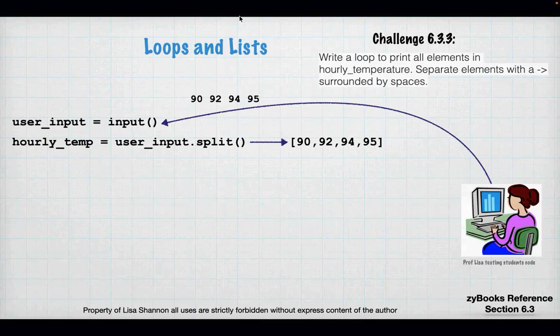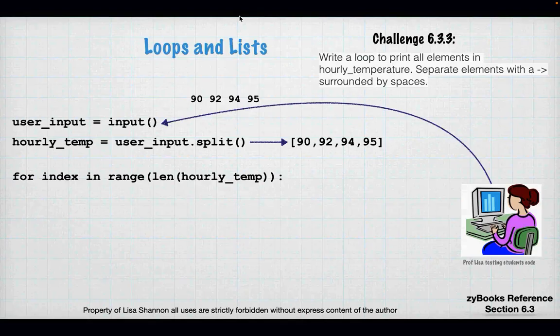So I have a list of these temperatures. So now, there's my for statement. For index, index is simply the name of a variable that is only available in the local scope of the for loop. In range, and I'm saying len hourly temp. So this time I'm not using in the hourly temp, I'm using the length, and that's because I want to also deal with an index.